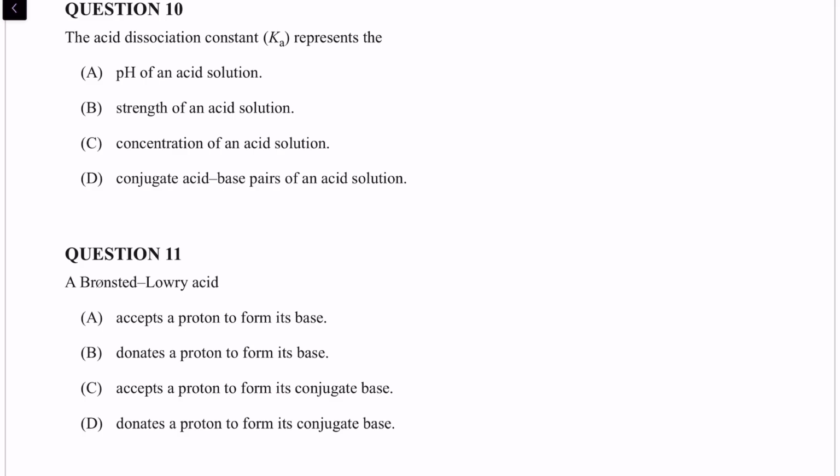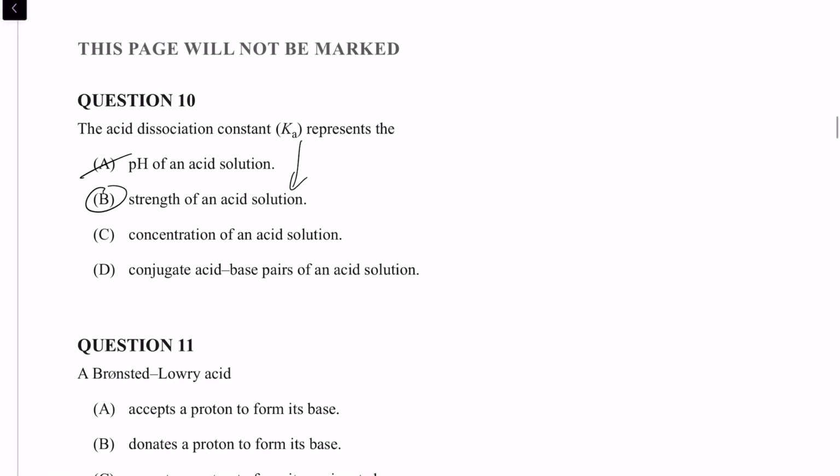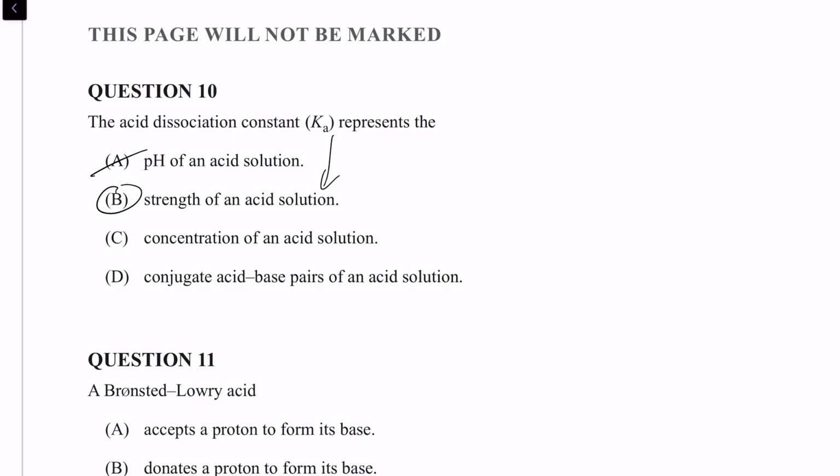question 10. The acid dissociation constant Ka represents the pH of an acid solution, not necessarily. The strength of an acid solution, yes. Okay. So immediately when you think of Ka, think of strength of acid solution. In terms of the pH of an acidic solution, it's related, but not the definition.